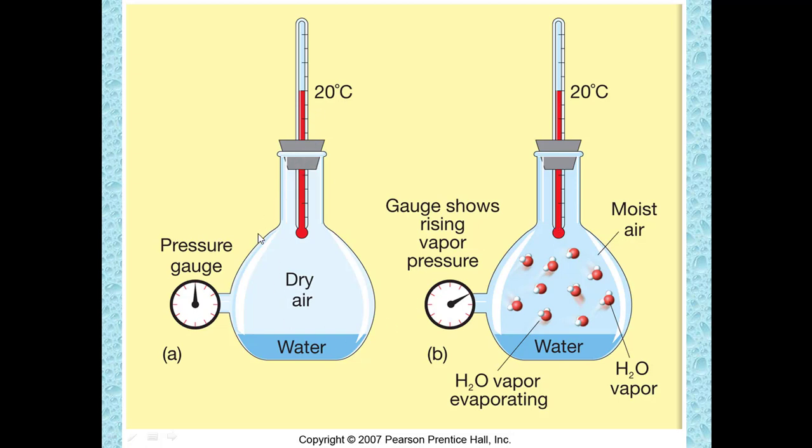One beaker is just comprised of a little bit of water at the bottom, but most of it is dry air and has an internal temperature of 20 degrees Celsius. The other beaker also has an internal temperature of 20 degrees Celsius. It also has a little bit of water in its bottom portion, but that water is actually evaporating. So what you notice between the pressure gauge on A and the pressure gauge on B is that the pressure gauge on B is now increasing.